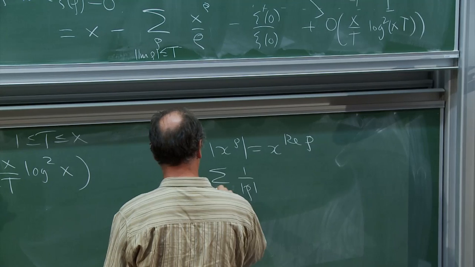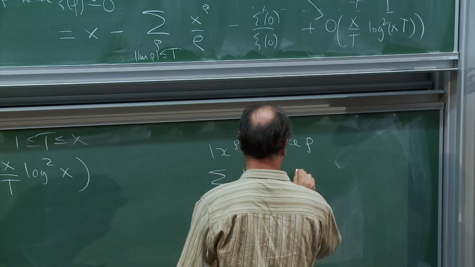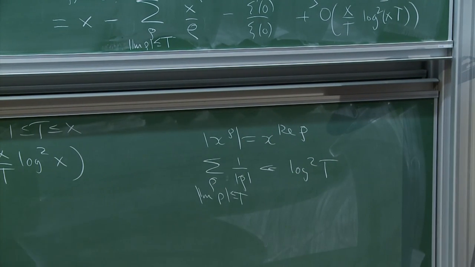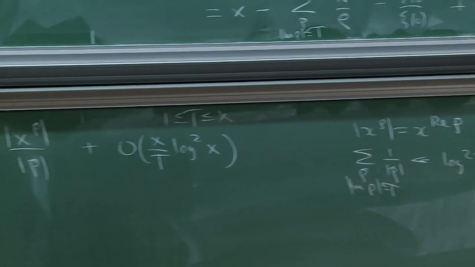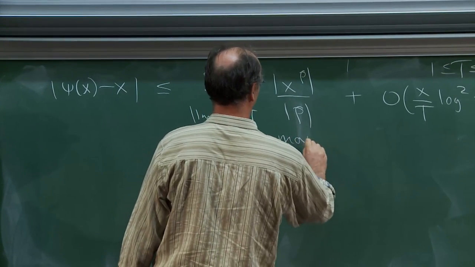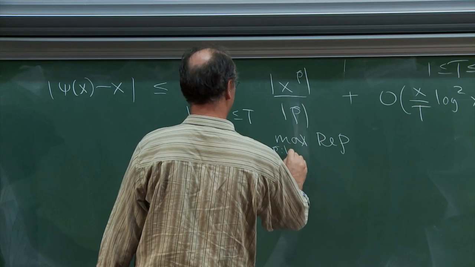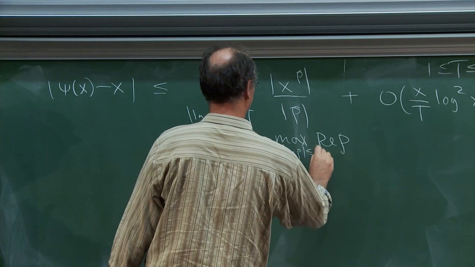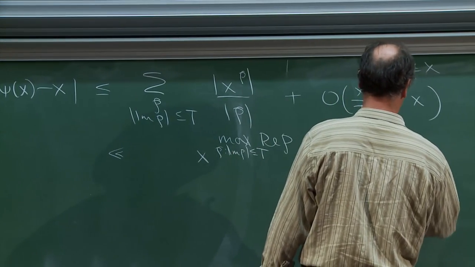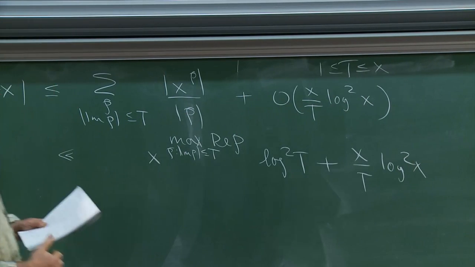One can show that the sum of these zeros up to height t is less than log squared, which is partial summation. And so what we end up with here is a bound on this term, which is like x to the maximum of the real part of rho in this range, rho such that the imaginary part of rho is less than or equal to t, times log squared t, plus the second term. So this is the key calculation in getting the error term in the prime number theorem.